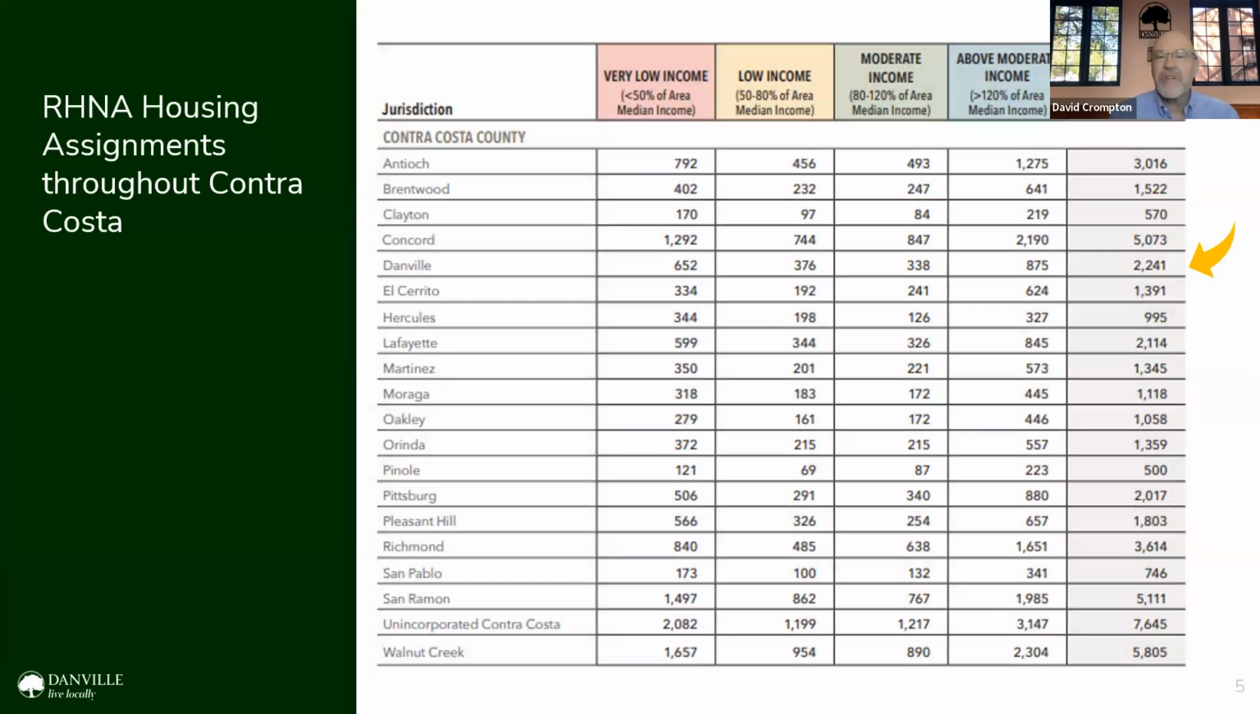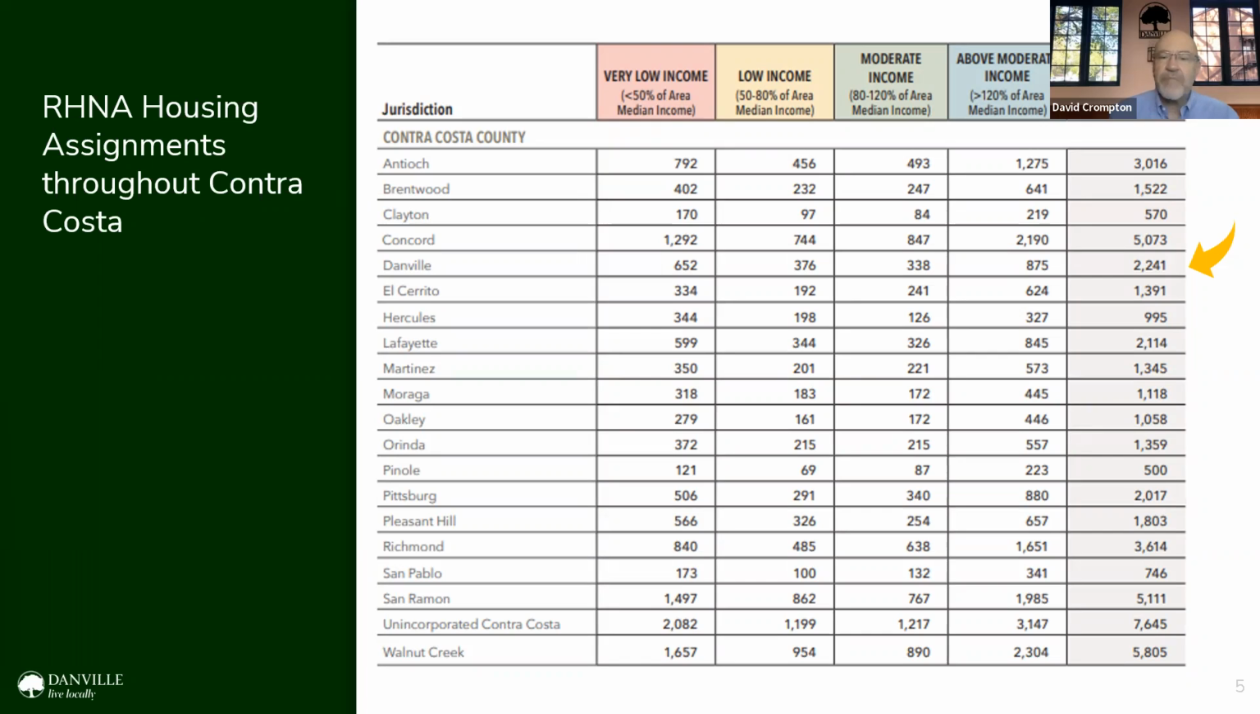This is just kind of a summary showing Contra Costa County. This is the 19 cities and the unincorporated parts of Contra Costa County. So you can see the town of Danville is 2,241, and it's broken down into the very low, moderate, and above moderate categories. In order to accommodate low and very low for our area in the Bay Area, the state requires us to provide housing at least 30 units per acre, and that qualifies, at least for housing element purposes, for low or very low income.